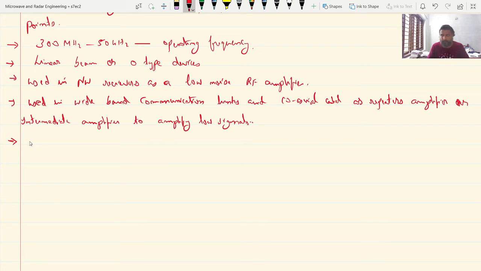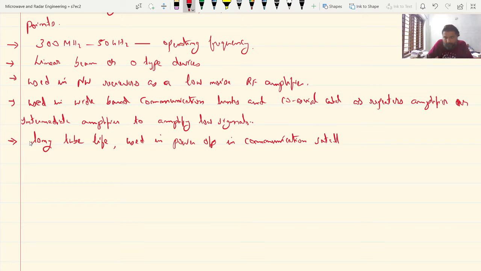The helical tube that we have been utilizing here can be utilized for many years. The life is very long. It has long tube life. Tube in the sense means the helical tube that is being used inside this one, and it is used in power output in communication satellites.